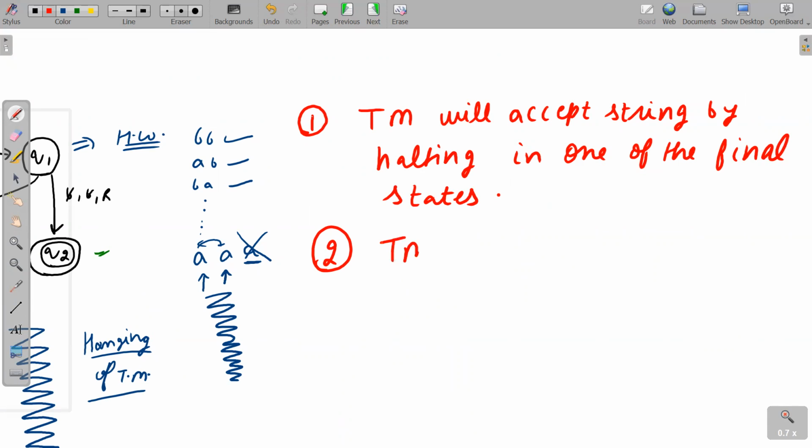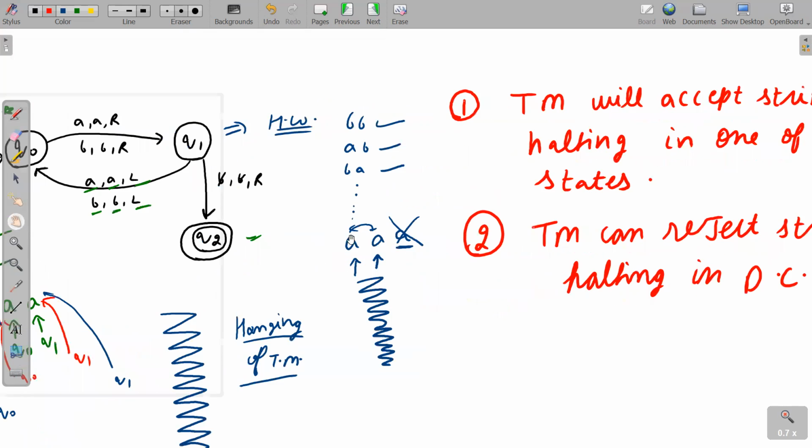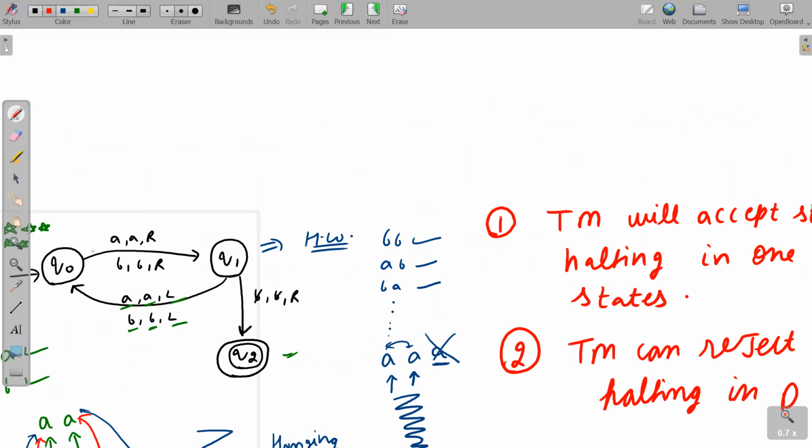Okay, so a Turing machine can reject strings by halting in a dead configuration. Because for a non-final state we have only two choices, either left or right. Q0 is non-final, Q1 is non-final, so we have only two choices, that is left or right. So the read-write head should move in either left or right.